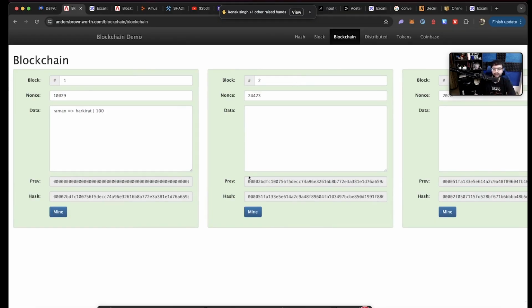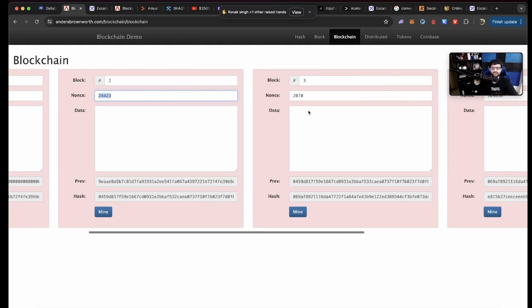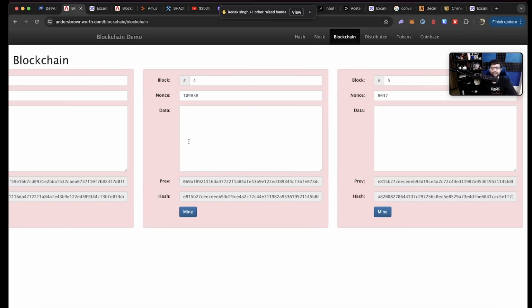Then suddenly a bad actor came and said, nahi, this was 0 rupees. What happens when you change the data? Every block after that becomes invalid. This nonce is no longer valid because this was the nonce for this and the previous hash. If I change any data over here, previous hash changes. If previous hash changes, this nonce is no longer valid. Same for this guy, same for this guy, same for this guy.